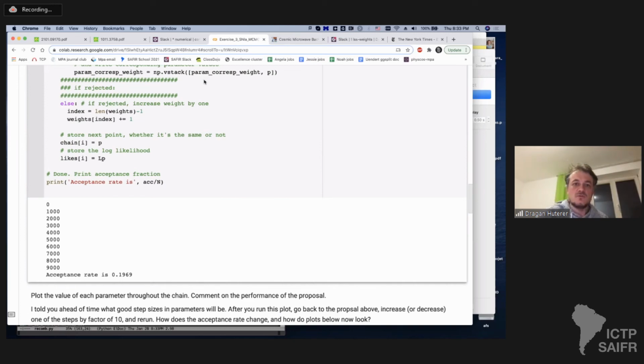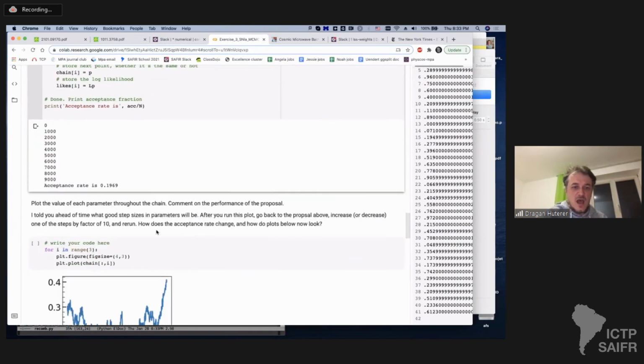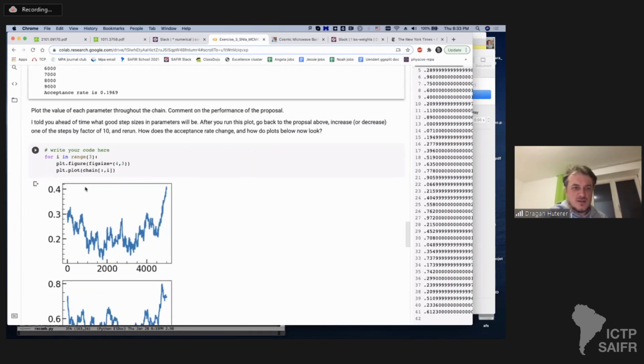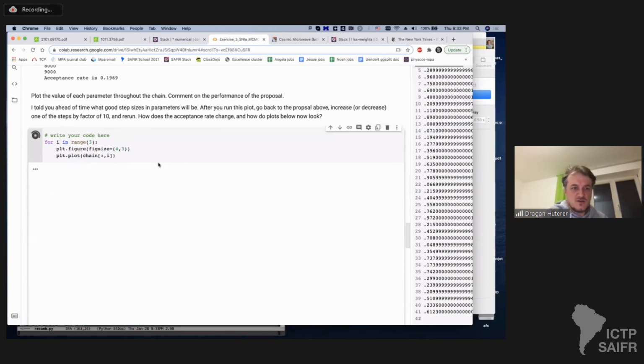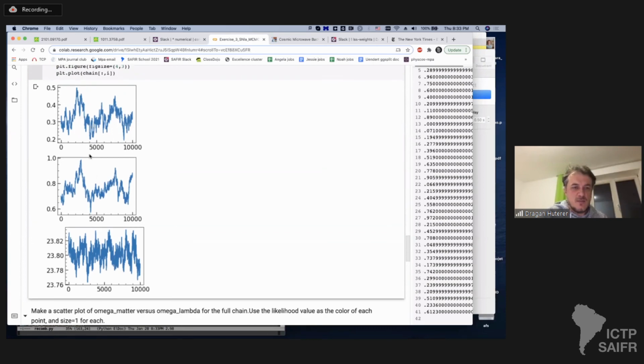Good. Everybody's going to get a similar acceptance rate with the modular noise because you made the same choices. Now, I'm gonna just do a tiny bit and then stop. Here I have the code for you to plot the histories of these three arrays: omega matter, omega lambda, and script m.